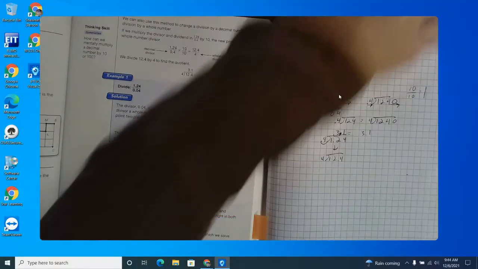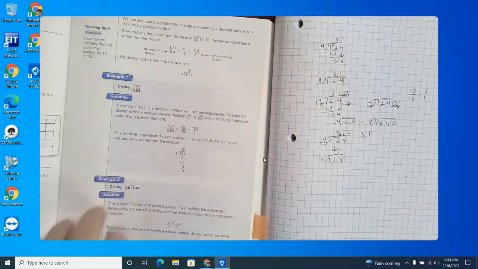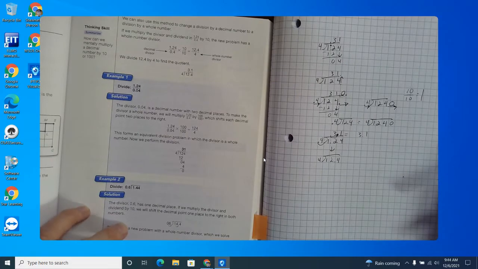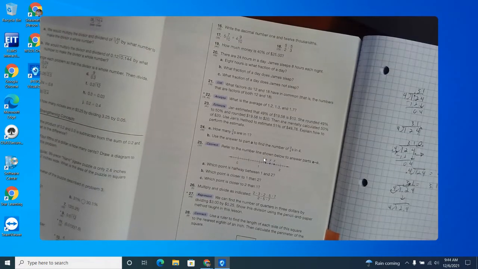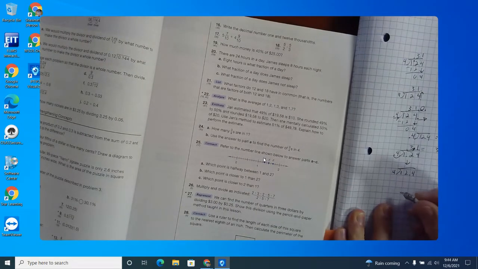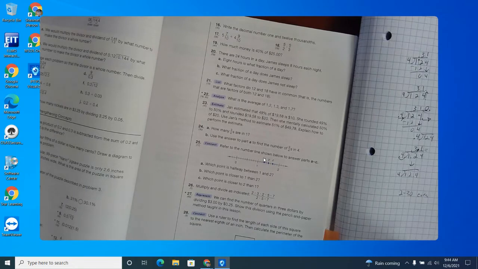All right. Well, that's all I have for you guys here. Let's switch over. I don't think there's any other new information really they give you. So the problems here, we're going to have you do 2 through 30 even. Okay. And that's the written practice.